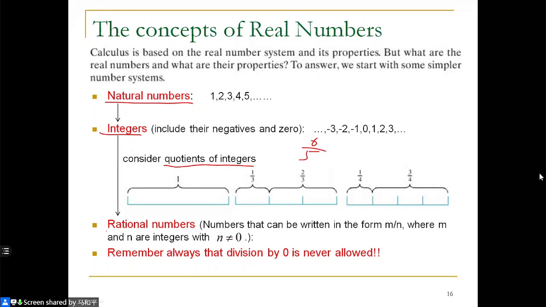Then we have the rational numbers. We know it before. Rational numbers are numbers that can be written in the form m over n, where m and n are integers. And we always remember that dividing by zero is not allowed, so you cannot write x over zero, right?